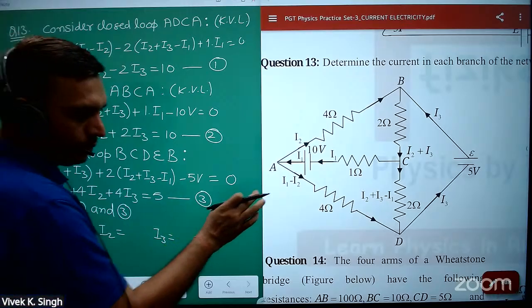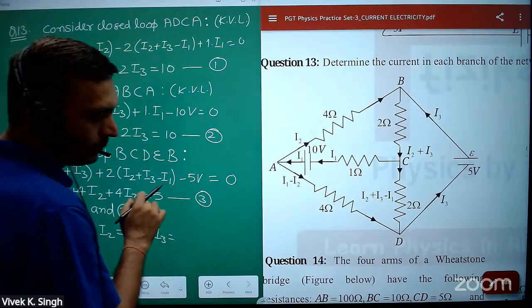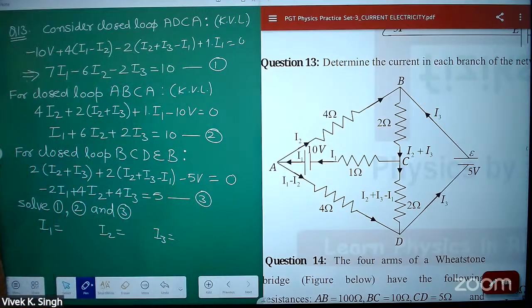I think now this question is visible. Is it clear? So let's see. What will be the value of I1? If you solve it, I think I1 will be 2.5 ampere.